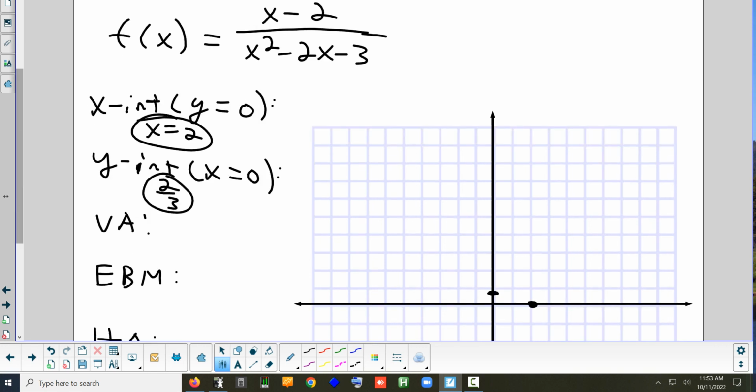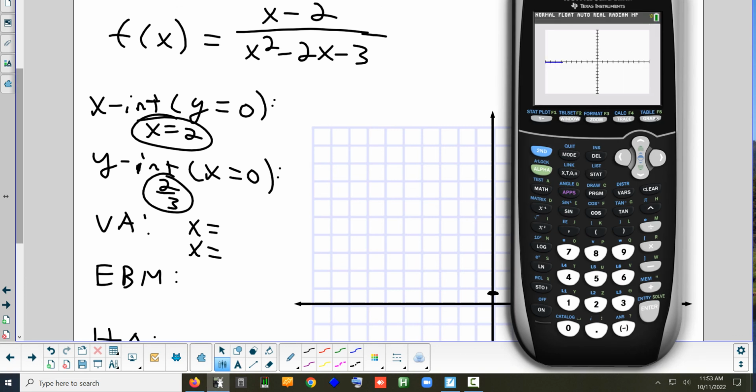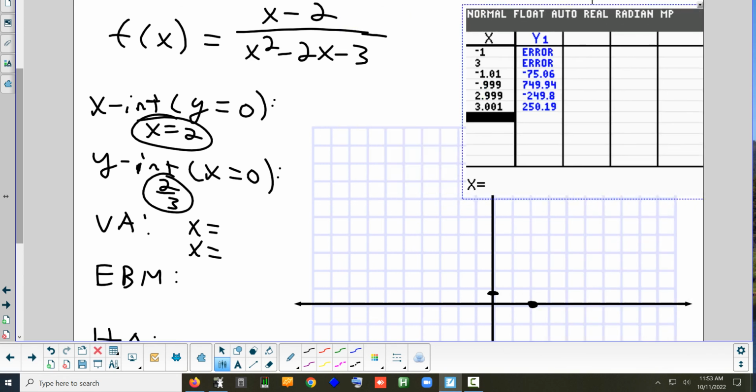Vertical asymptotes. If you factor it, you'll be able to see what these are. What did we get for vertical asymptotes? I'm not sure both of those would be right. Yep, 3 and -1. Okay. And I checked these earlier on the calculator. So 3 and -1.